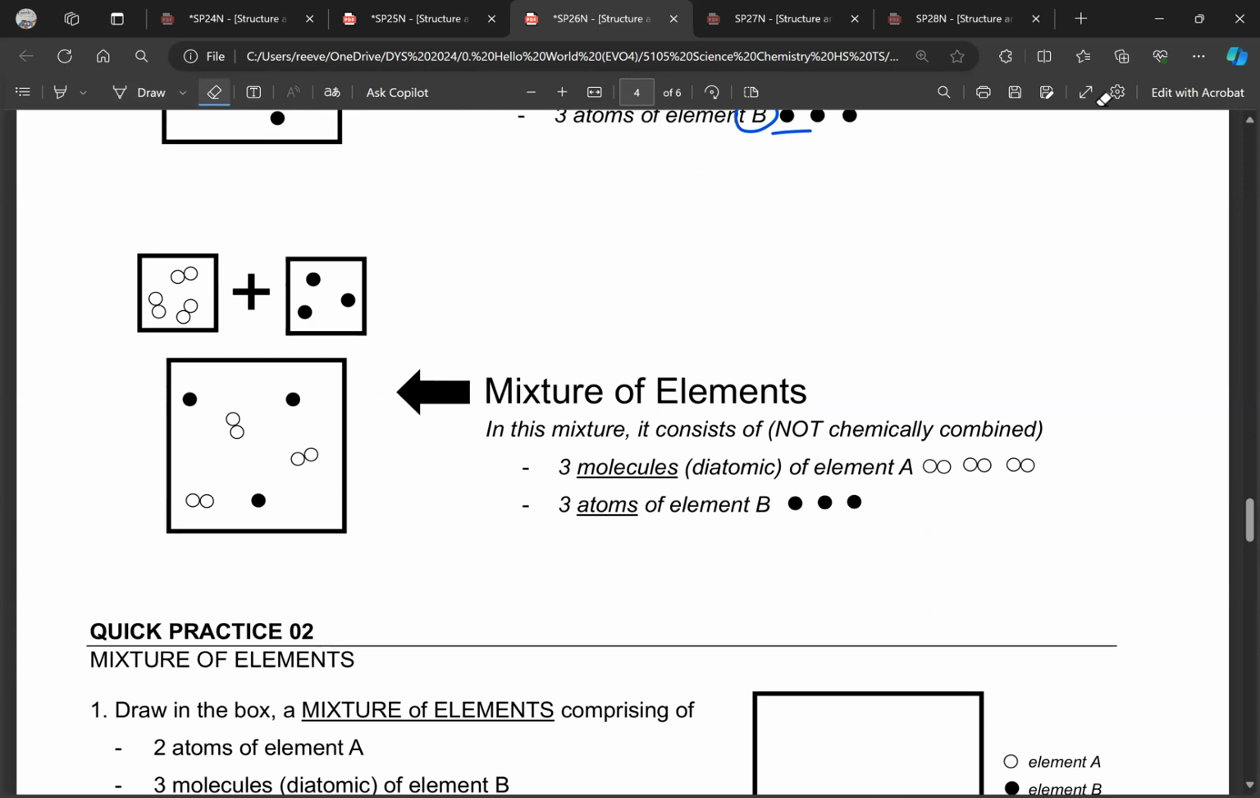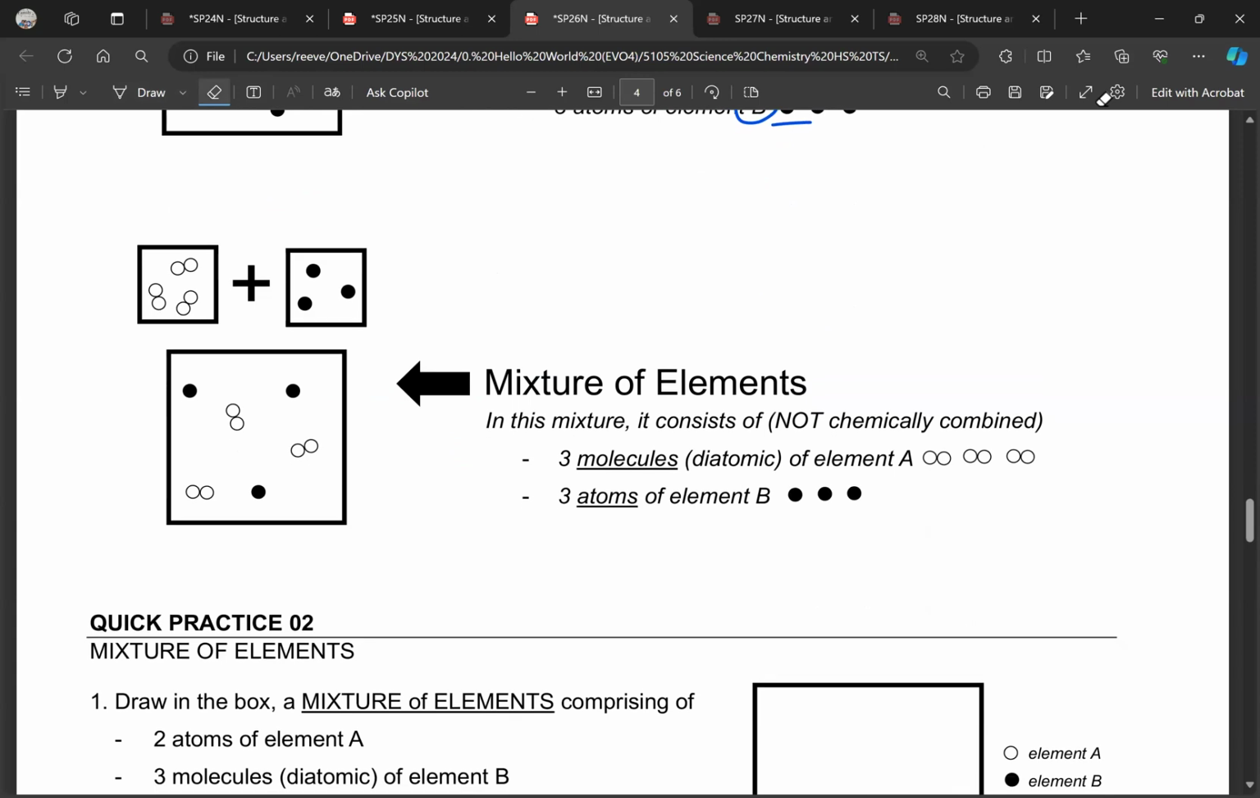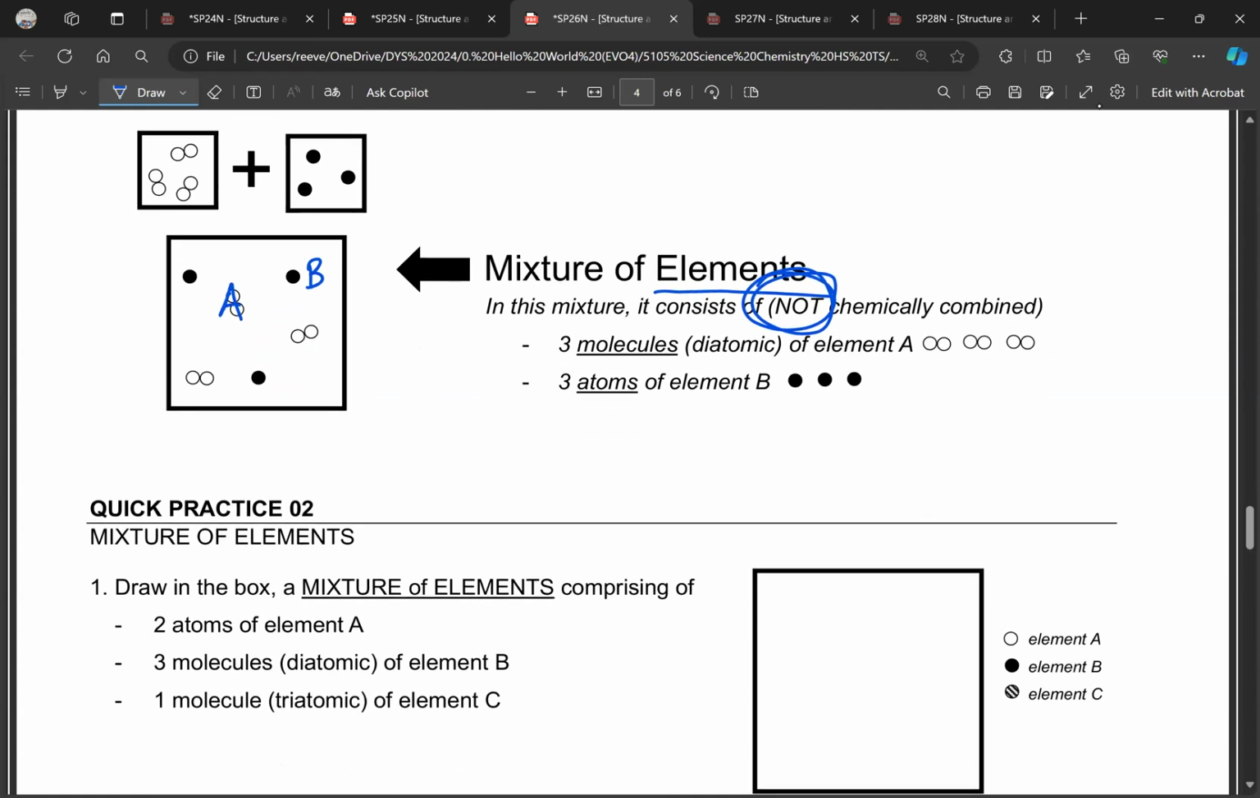Okay, next one. It's the same pattern. So this is A, and that is B. A and B are separated. The white and the black circle don't join together. You see? The white and the white together is still white. So the white and the black are two different elements, but not chemically combined. If they never chemically combine, it's not a compound. So it's basically two different things, I just mix them together only. It's a mixture of elements, element A and element B. Is there a compound? No, there's no compound. So it just mixes two elements together.